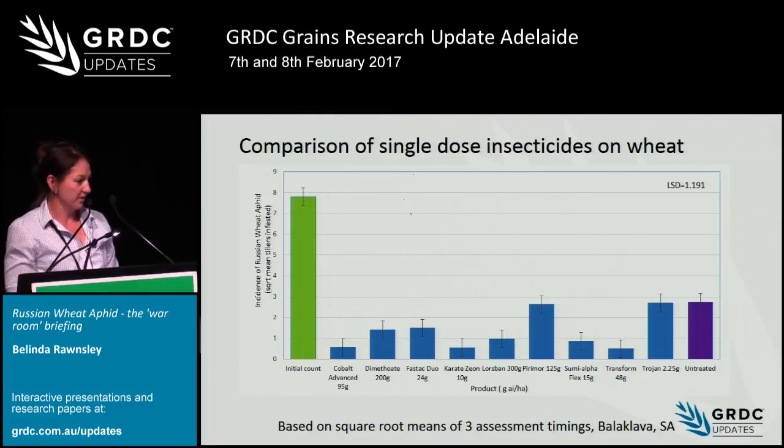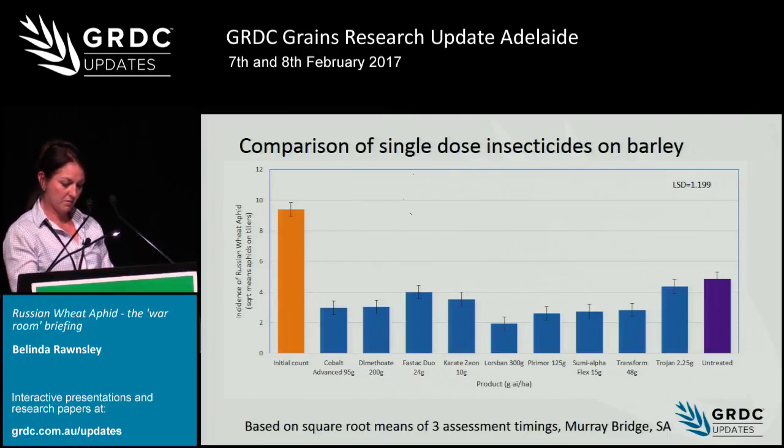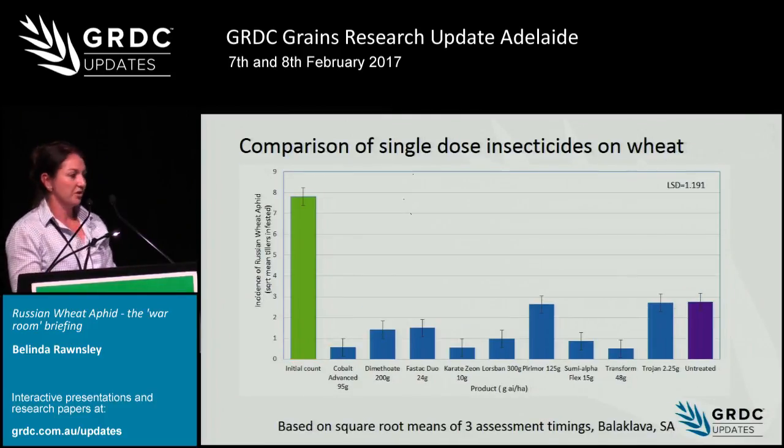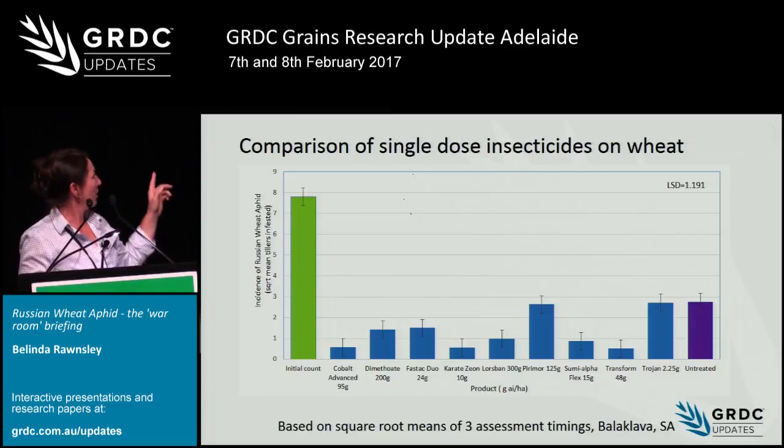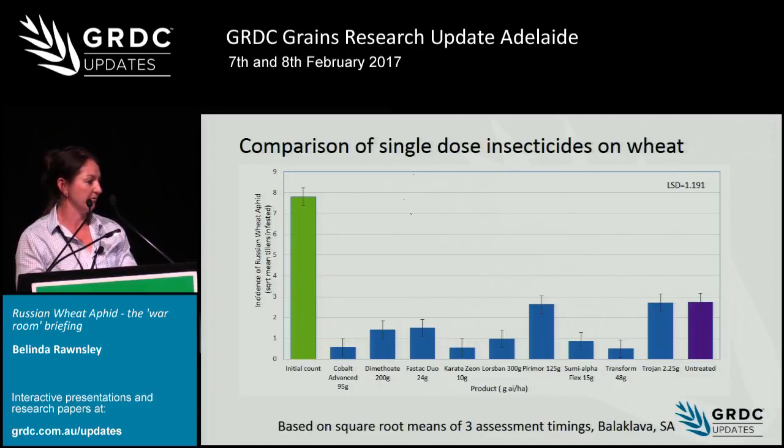Just like to point out as well that we've got the initial count here. The initial count there, you can see in the purple on the side that the untreated, even though it didn't have any chemicals on there, there was that natural decline, and that was due to rainfall.